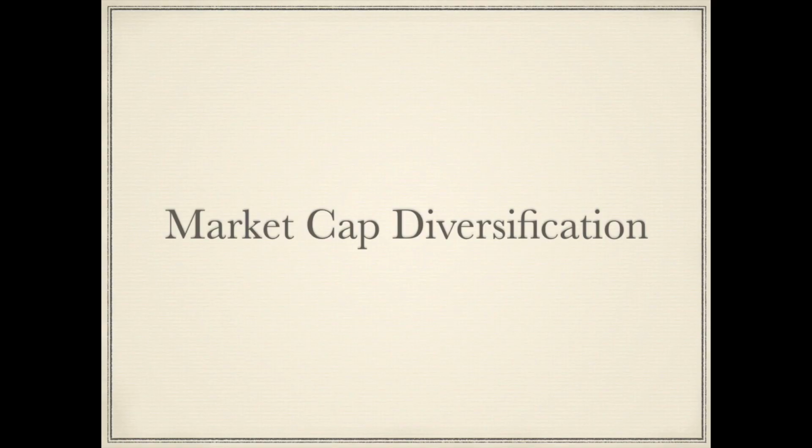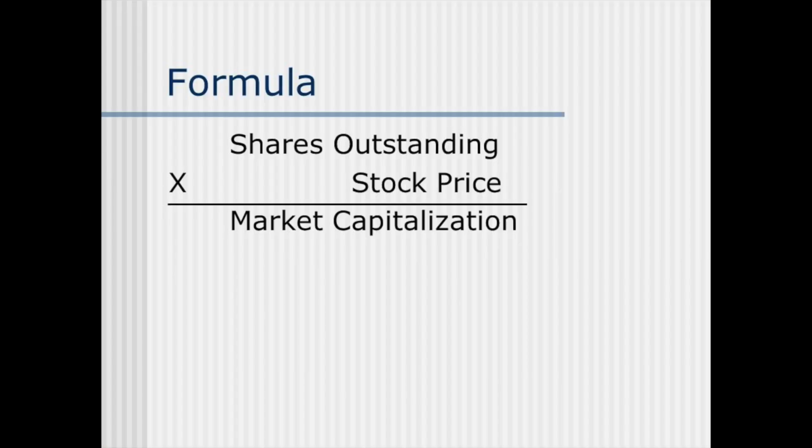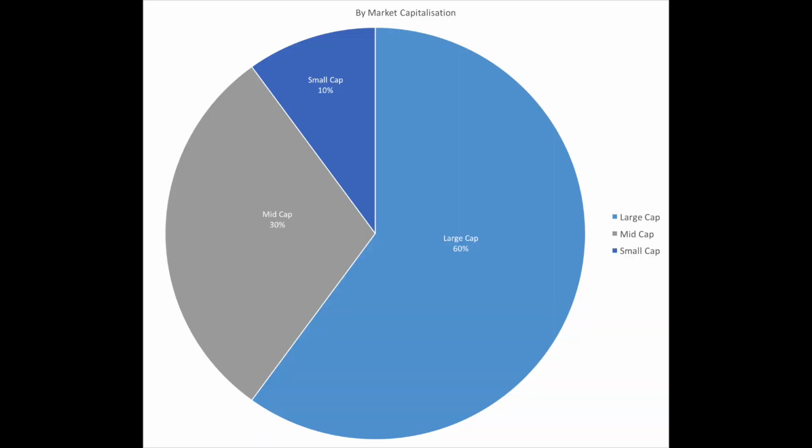Market cap diversification. Market capitalization is defined as the value of all outstanding shares of a corporation times the market price. Market capitalization diversification involves diversifying your portfolio across the different market caps: small, medium, and large. Small cap stocks have a market capitalization between $250 million and $2 billion. Medium cap stocks have a market capitalization between $2 billion and $10 billion. And large cap stocks have a market capitalization greater than $10 billion.